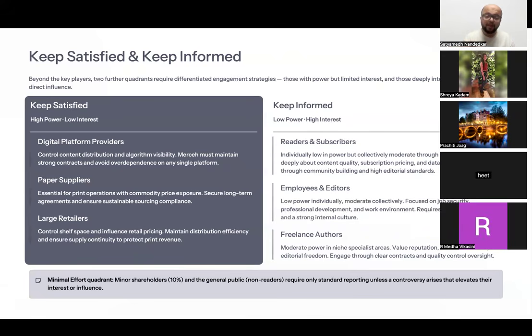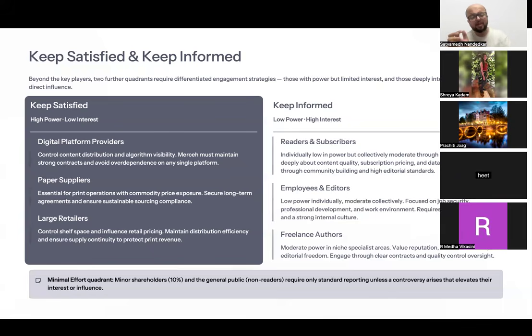Now, your minimal effort quadrant is basically your minority shareholders, your retail shareholders who hold 10% interest in the company, and the general readers who require only standard reporting unless a controversy arises that elevates their interest or influence.